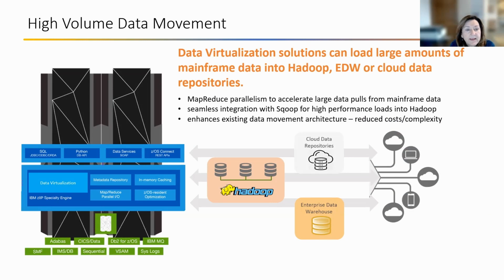One of the things that a good data virtualization solution will do is have MapReduce parallelism to really accelerate those data pulls from the mainframe data. Seamless integration with Sqoop for high performance loads into Hadoop. And again, enhancing that existing data movement architecture.